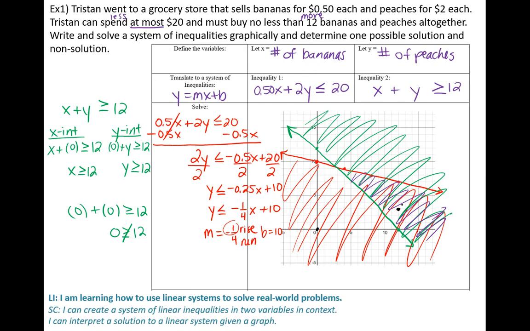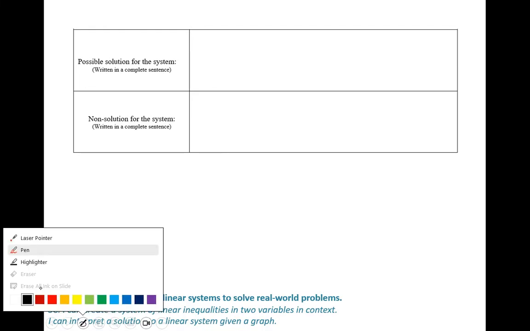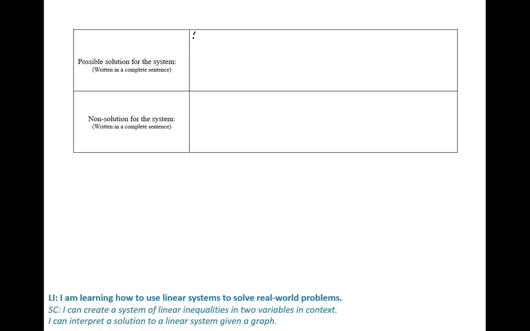So the point that I picked here that is a solution, let's see, that's at 10, 11, 12, up 1, 2, 3. So 12, 3. I'm going to jot that down in my answer over here. So the point that was a solution, I have 12, 3. And the point that I'm choosing that's not a solution is 0, 0. All right, so then when I go to write this into a complete sentence, here's what I might write.